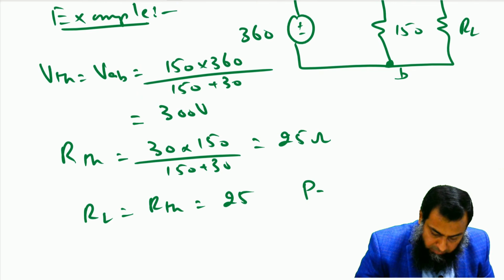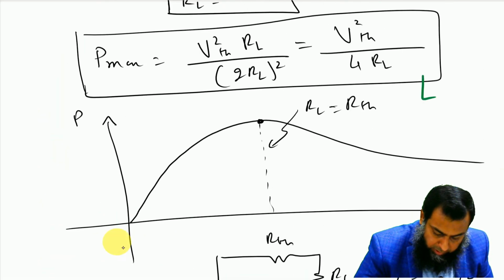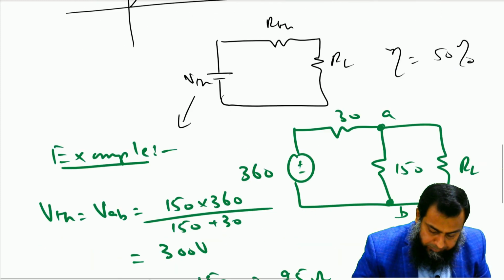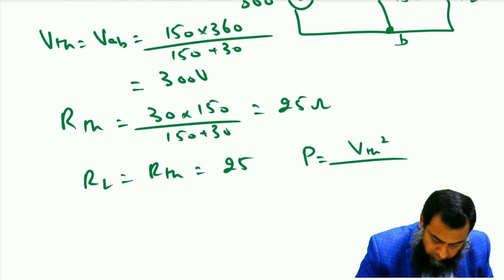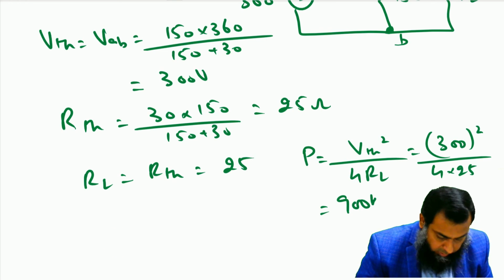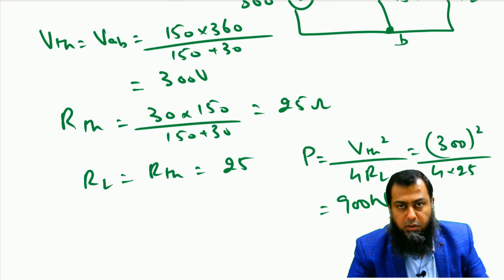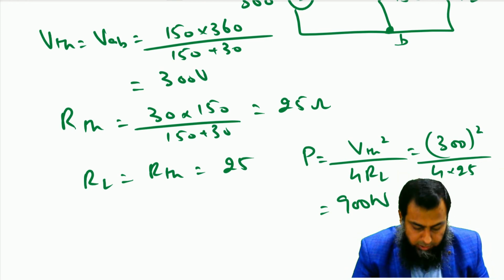So to find out the power, we will use this particular expression that we have calculated here. Let us say this is equation number C. By using equation number C, it is equal to V Thevenin square divided by 4 RL. So this is equal to 300 square divided by 4 into 25, and that is equal to 900 watt. So this is how we actually solve for the load resistance value, provided that we have obtained the Thevenin resistance and the Thevenin equivalent circuit.